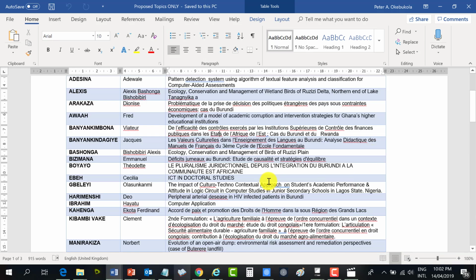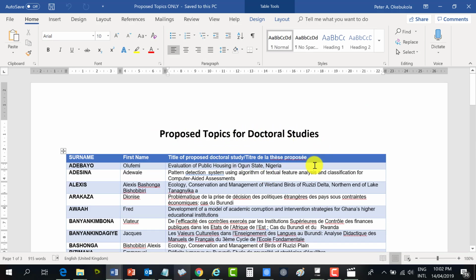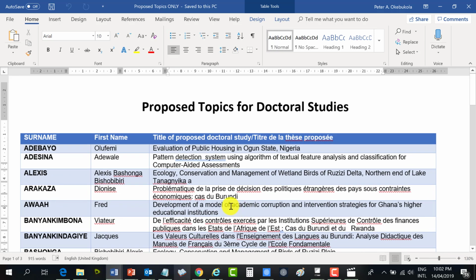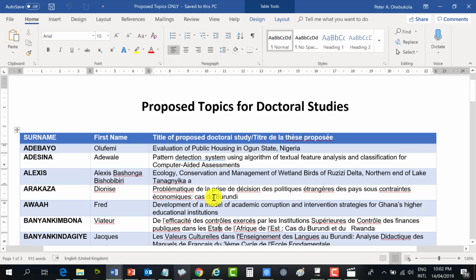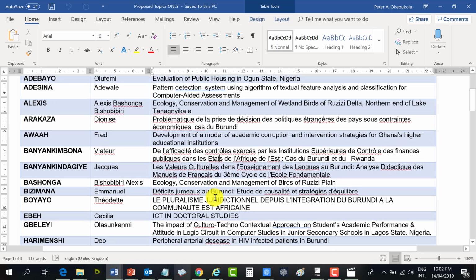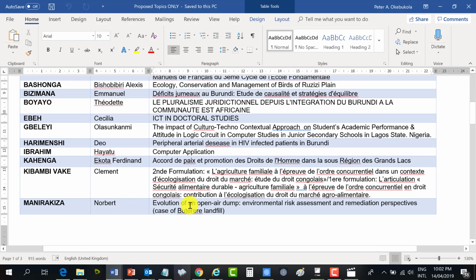So if we come back to our proposed topics for doctoral studies, you'll find some very interesting things that will then lead you to develop your research question. Let's look at some of them. Let's look at Norbert Manirakiza, Evolution of an Open-Air Dump, Environmental Risk Assessment and Remediation Perspectives, Case of Buterere Landfill. So he is going to be asking some questions about the environmental risks in that landfill. He's going to be asking questions about the remediation.